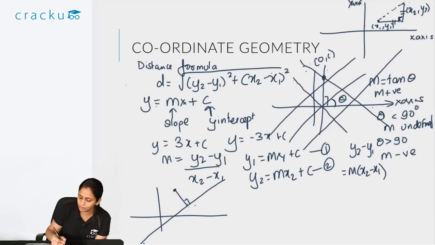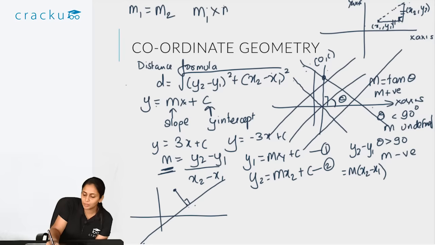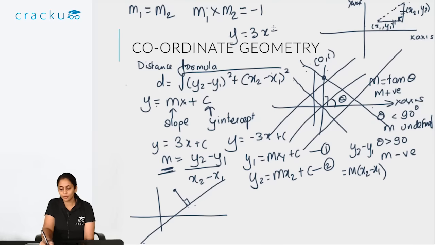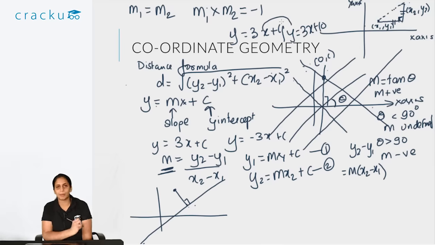As I said, this is the slope of the line. One thing you should remember about the slope of the line is that the slope of two parallel lines will be equal. The product of the slopes of two perpendicular lines will be equal to minus 1. So if this is, say, y is equal to 3x plus 4 and y is equal to 3x plus 10, these two lines have the same slope. So they will be parallel lines.